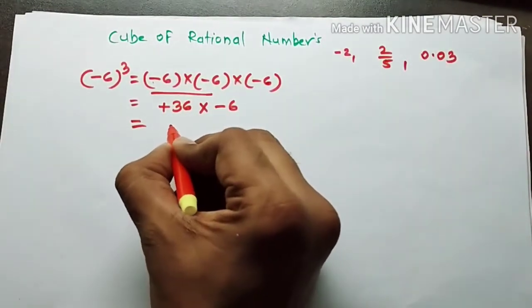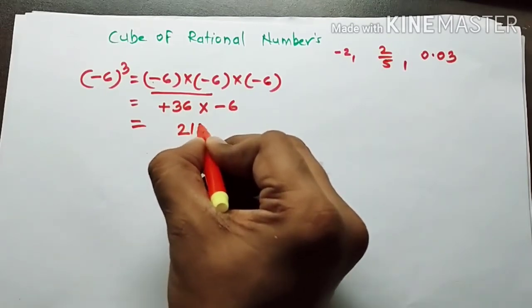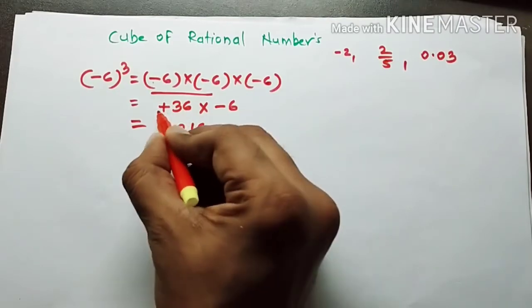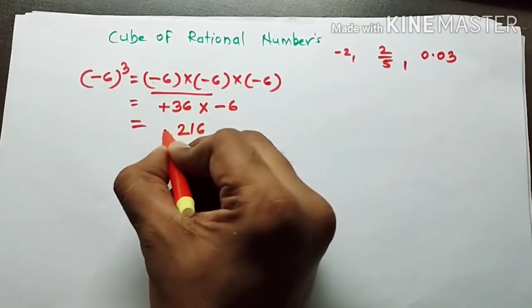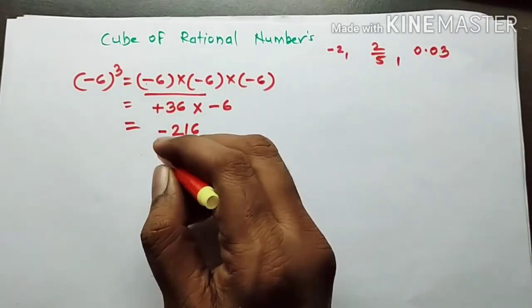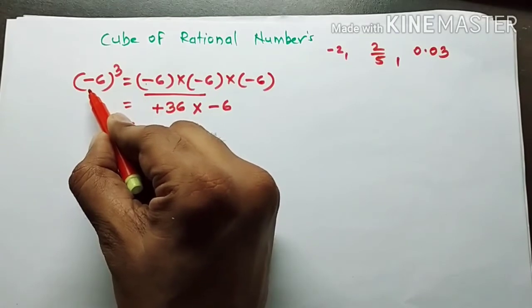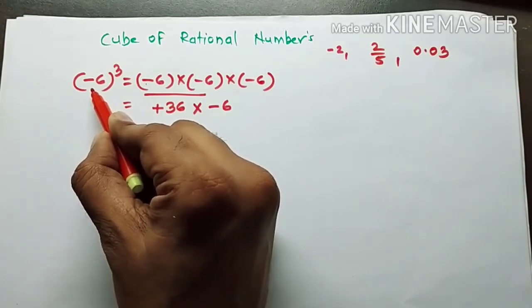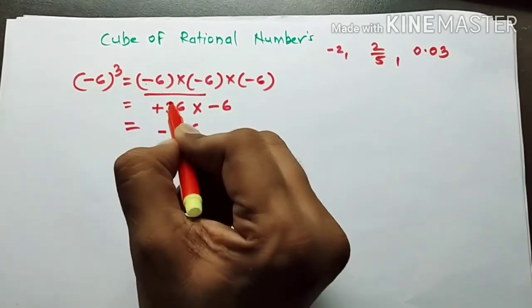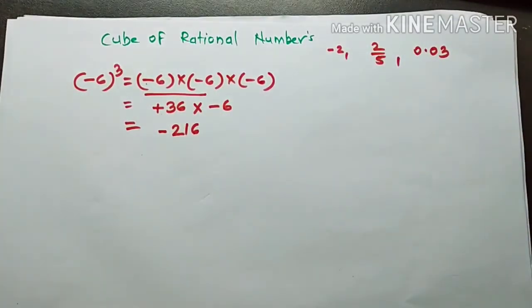Now we get 36 into 6, 216, but the sign is plus and minus, so minus. Remember always that the cube of any negative number is always negative. This is the example.